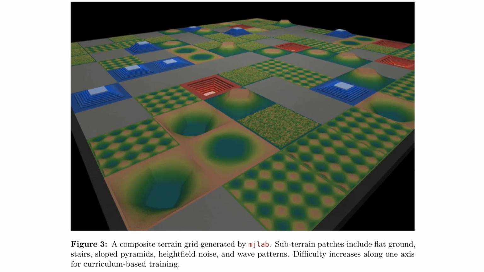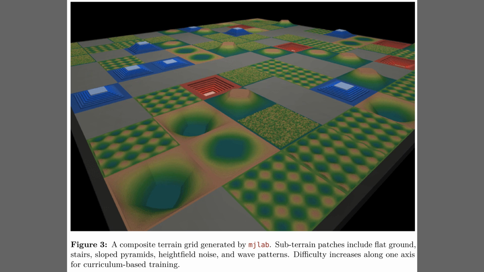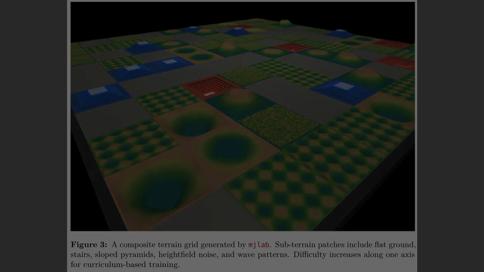So, while the architecture diagram listed terrain as a component, Figure 3 visualizes the actual output. It shows a composite terrain grid generated by mjlab, stitched together from different obstacle types to test robot agility. You can spot distinct challenges like blue-stepped pyramids and deep red pits, sitting alongside uneven green, wavy patterns. Crucially, the difficulty increases along one axis, which supports curriculum-based training, where agents gradually face tougher ground as they improve.